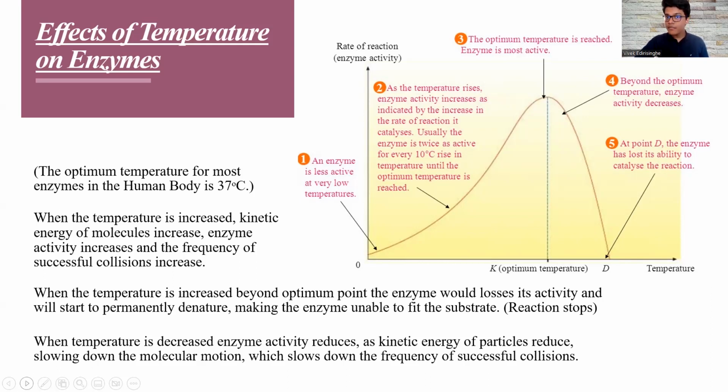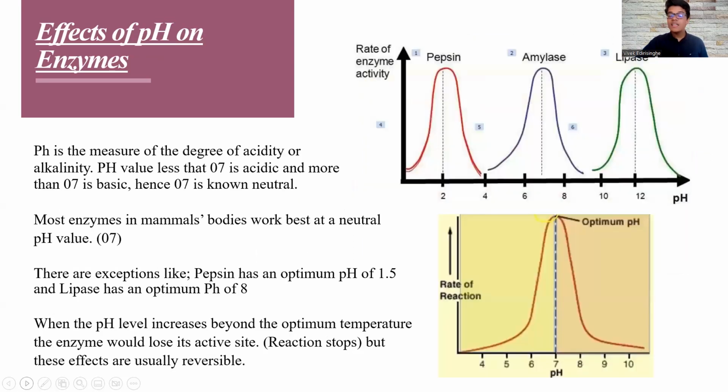On the other hand, when the temperature is decreased, enzyme activity reduces as kinetic energy of particles is less, resulting in slower molecular motion and less frequency of successful collisions among particles. Secondly, let's talk about the effects of pH on enzymes. pH is the measure of the degree of acidity or alkalinity. I hope you all know about the pH scale, which ranges from 0 to 14, where 0 to 6 is acidic, 7 is neutral, and 8 to 14 is alkaline or basic in nature.